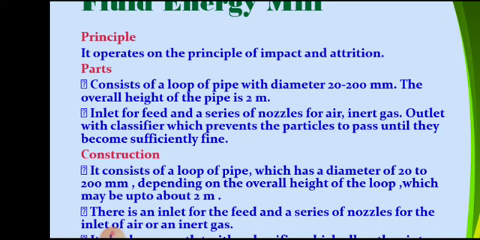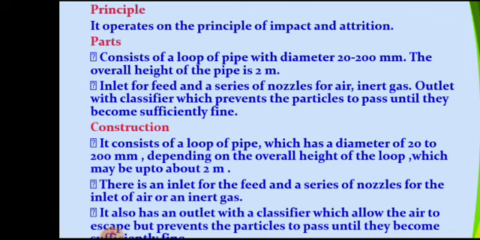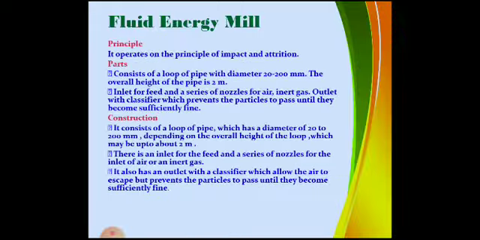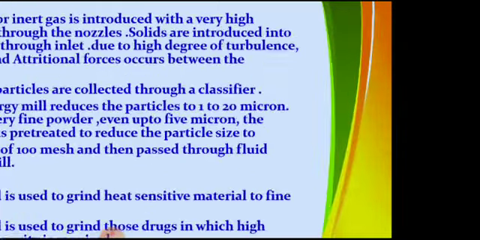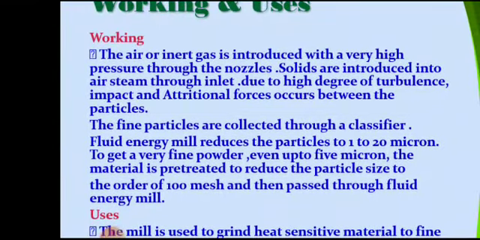The parts of it: a loop of pipe with a diameter of about 20 to 2000 millimeters. The overall length of the pipe is 2 meters. The construction has an inlet for feed, a series of nozzles for the air, and an outlet classifier which allows the air to escape. In its working, air or inert gas is introduced at very high pressure through the nozzles. Solids are introduced into the air stream. The fine particles are collected through a classifier.